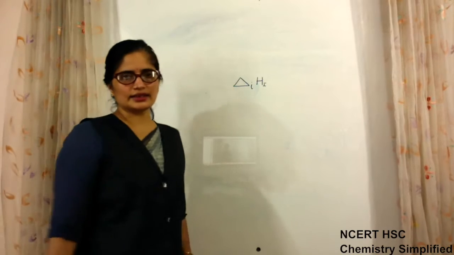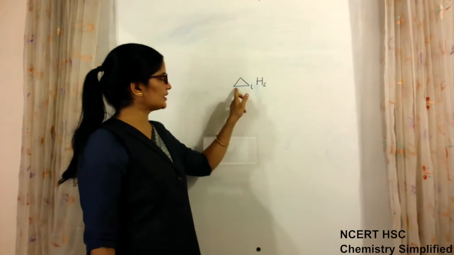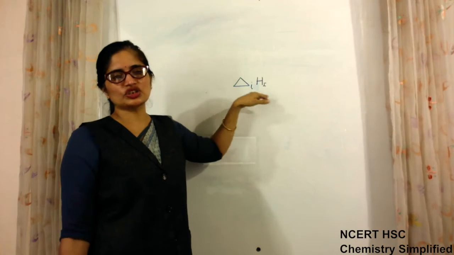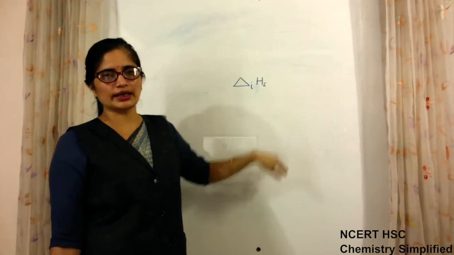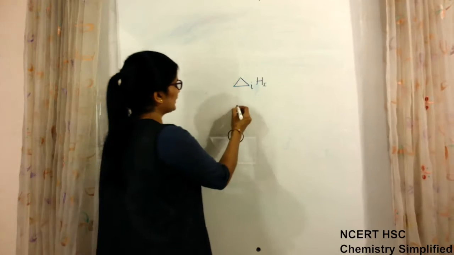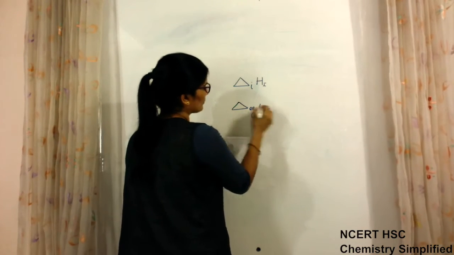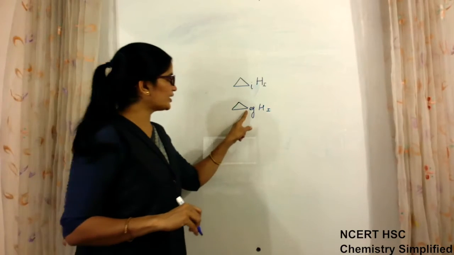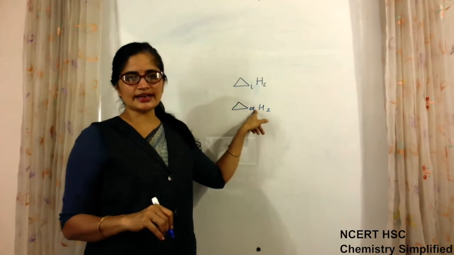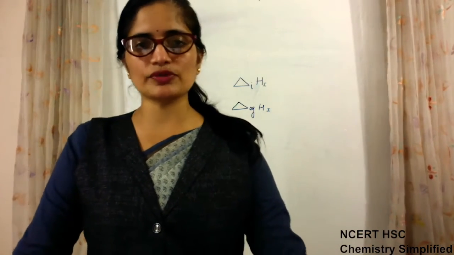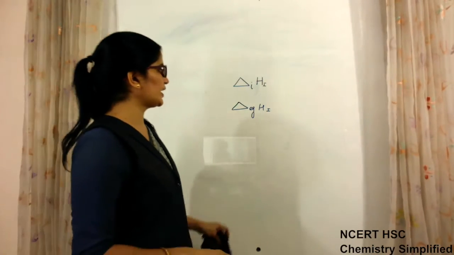Suppose 1 is written here. What is the meaning of this? Delta IH1 means first ionization enthalpy of a particular element. Okay. Delta EG H1, what does it mean? Electron gain enthalpy. EG stands for electron gain enthalpy. So these are the short notations for the properties which we had discussed.